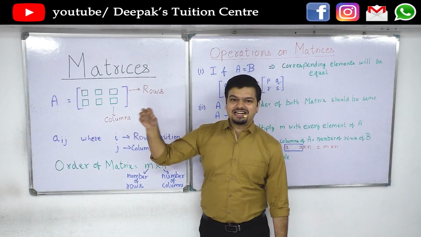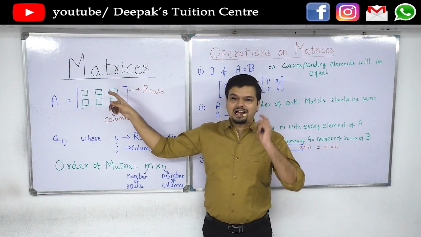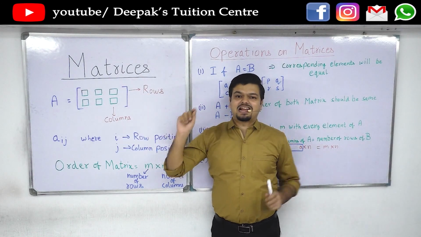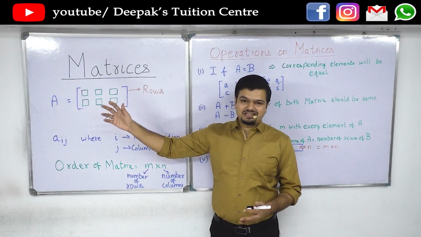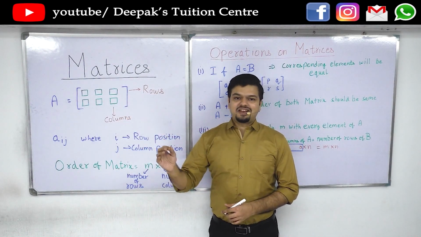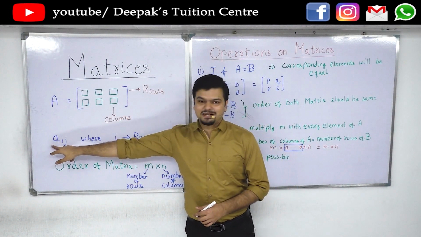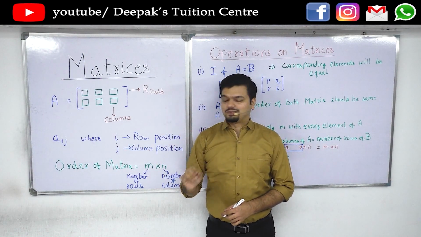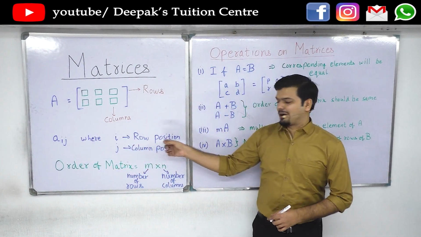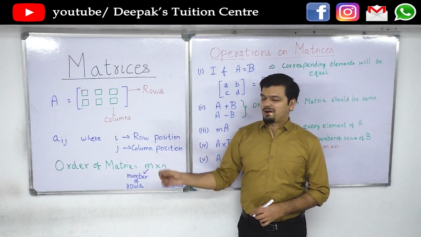These boxes represent different numbers and they are all enclosed using a square bracket only. No other form of bracket will work. So these are not numbers, they are just different elements. Every element can be represented using the symbol Aij, A capital, and I and J are in the subscripts. Where I represents the row position and J represents the column position.